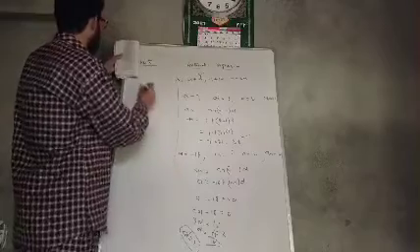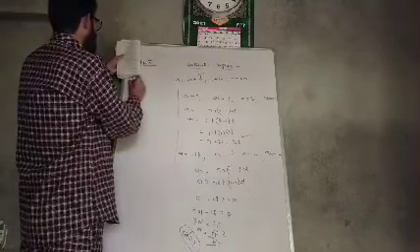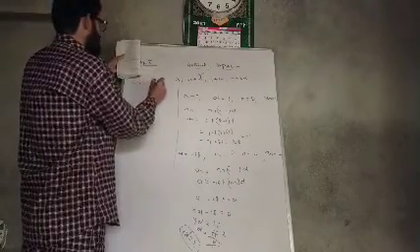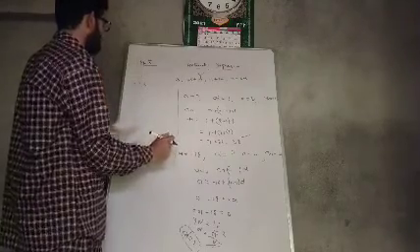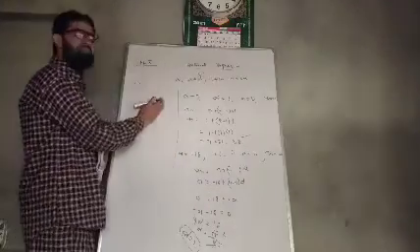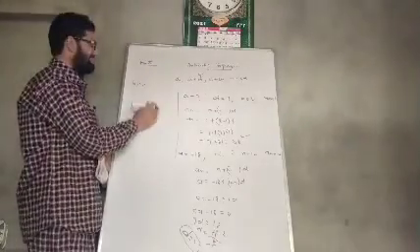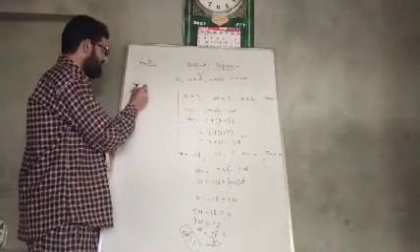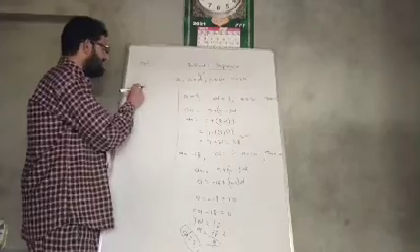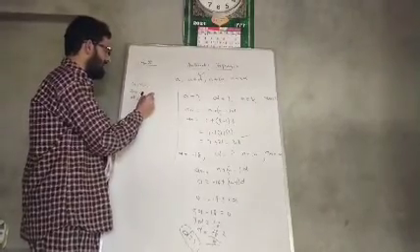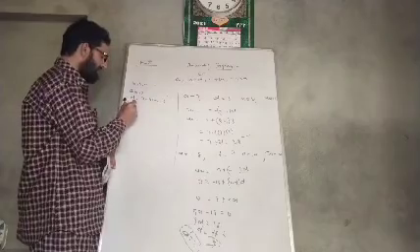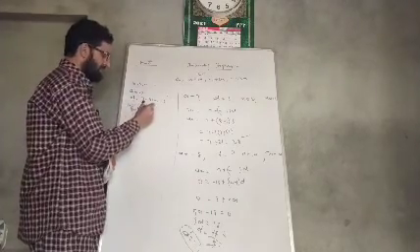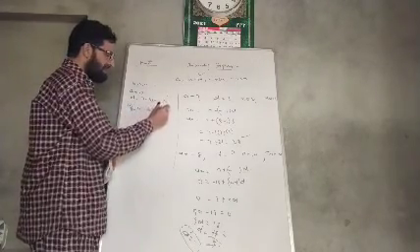this is an AP here. Question number 2: 10, 7, 4, and so on. This is an AP, and you have to find the 30th term. 30th term is A plus 29D. So here A is equal to 10. What is D? Second term minus first term. That is 7 minus 10. This is minus 3. Now you have to find the 30th term. That is A plus 29D.